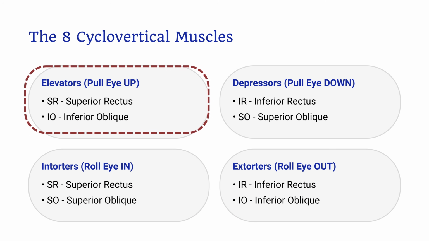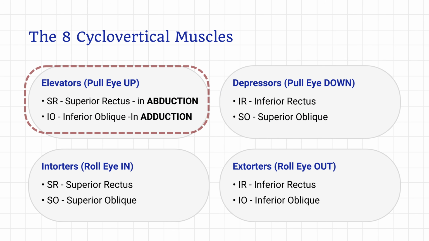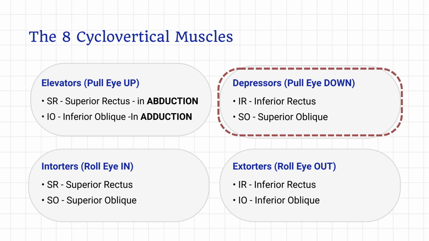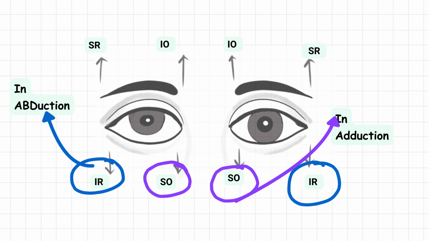We have the elevators. The muscles that elevate the eye are the superior rectus and the inferior oblique. Before we go ahead, just remember this important rule. Recti work best in abduction and obliques work best in adduction. So, superior rectus elevates in abduction and inferior oblique elevates in adduction. Then we have depressors. The depressors are inferior rectus and superior oblique. Again, rectus muscles act in abduction, oblique muscles act in adduction, and therefore the inferior rectus will cause depression in abduction and superior oblique causes depression in adduction.